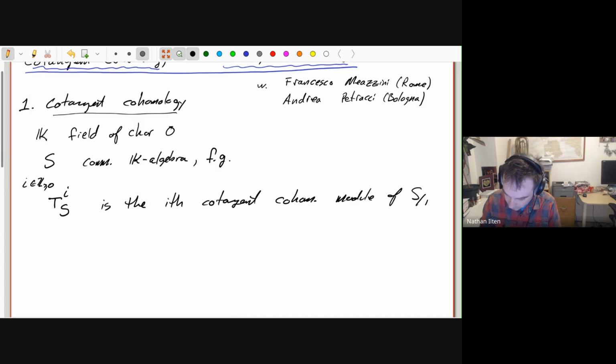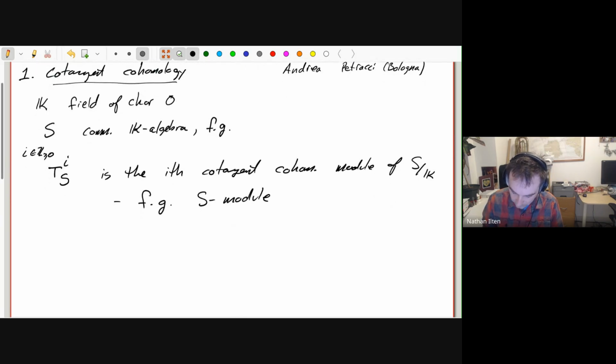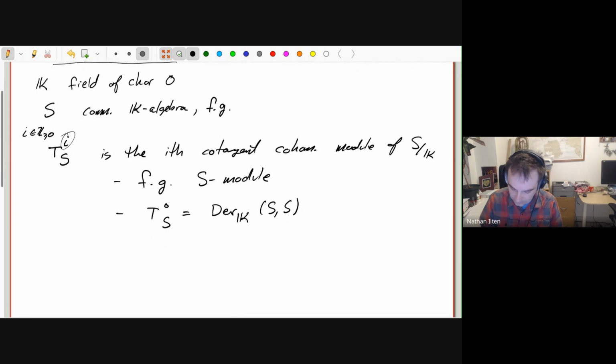of S over K. Just to give you some first things about this, this is a finitely generated S module for each I. And the 0th version, T0 of S, is just K derivations from S to itself. For higher indices I, Ti of S is some kind of derived functor of this derivation functor. I'll make that precise in a minute.